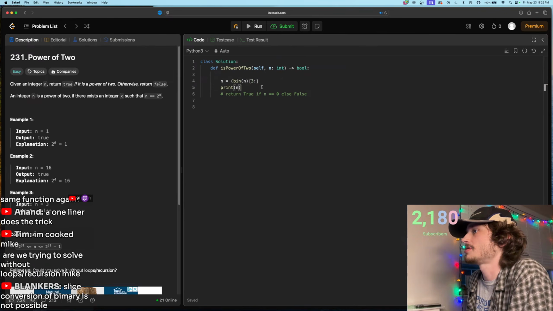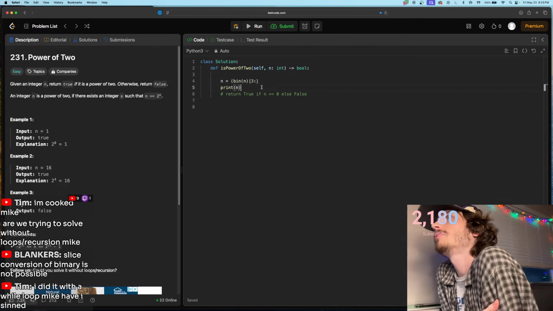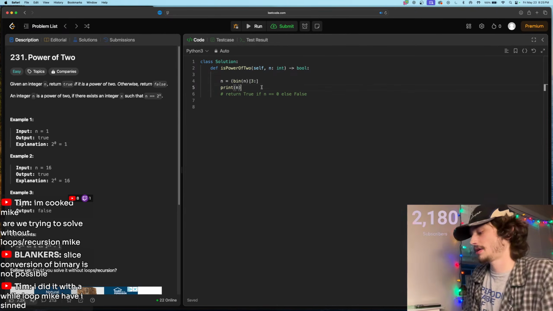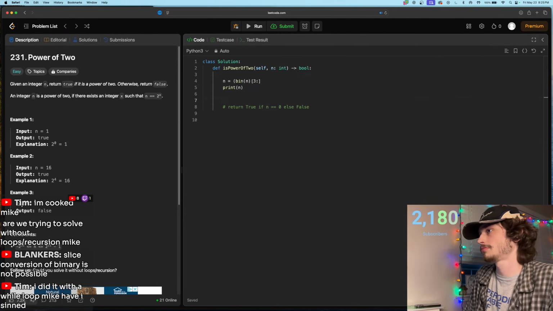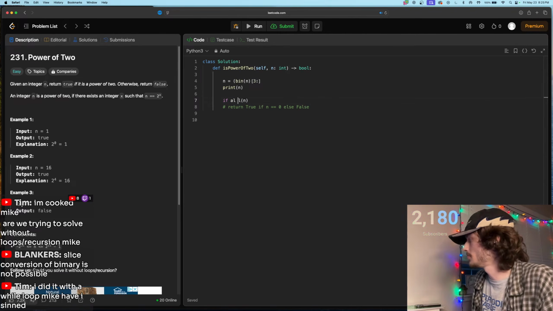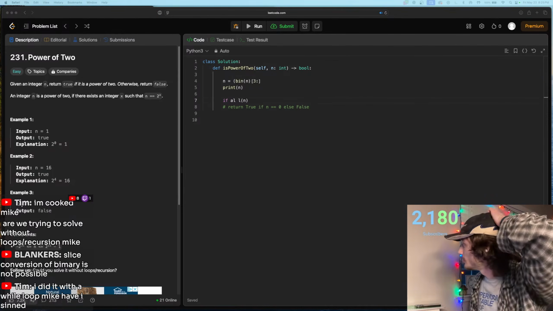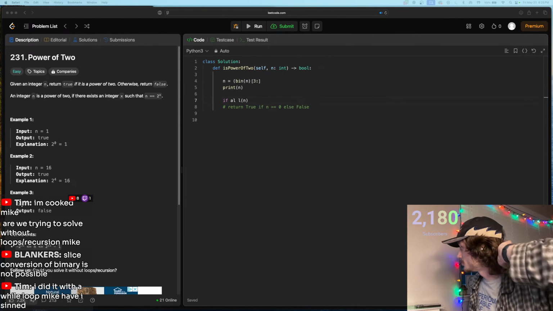Okay, so then let's just say this. If we can't loop over all the values, can I say, what does the all function do again? Python all function. The built-in all function returns true when all elements of the iterable are true.